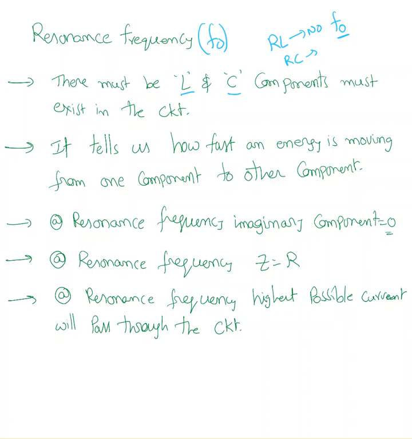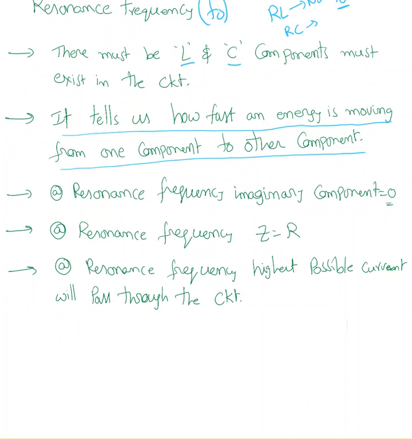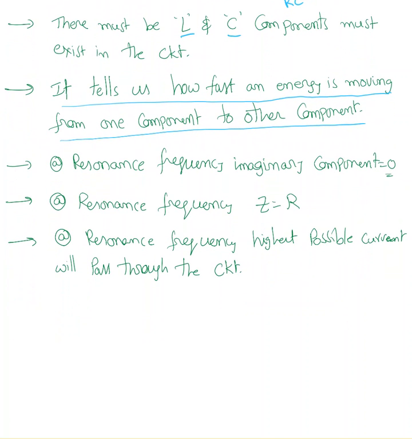Now the second point is it tells us how fast energy is moving from one component to the other component. So how fast energy is moving from inductor to capacitor, capacitor to the inductor. For example, you have a source-free inductor and capacitor. Assume that there are no losses, and assume that the inductor is fully charged.